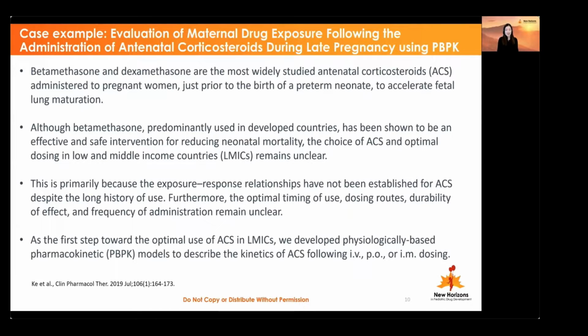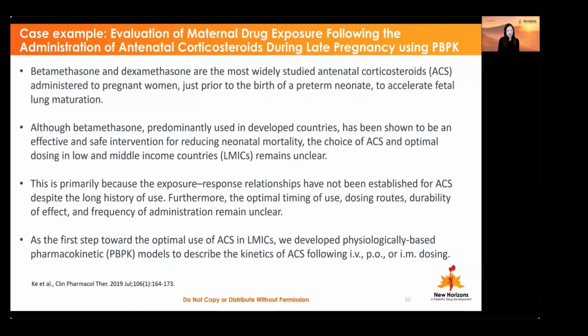Betamethasone and dexamethasone are the most widely used or studied antenatal corticosteroids administered to pregnant women just prior to the birth of a preterm neonate to accelerate fetal lung maturation. Although betamethasone is predominantly used in developed countries, the choice of antenatal corticosteroids and the optimal dosing in low and middle income countries remains unclear.